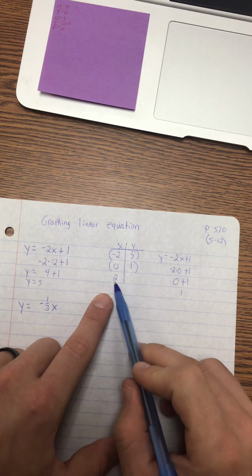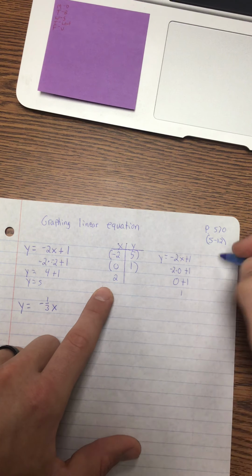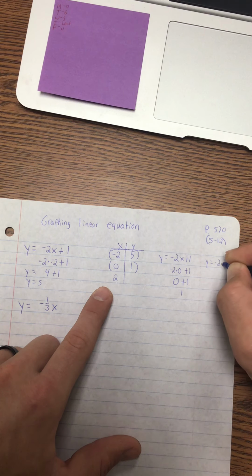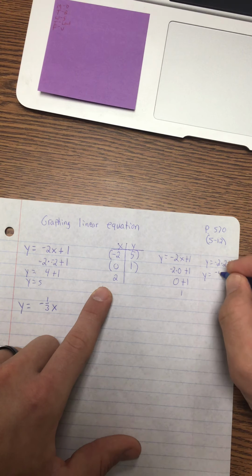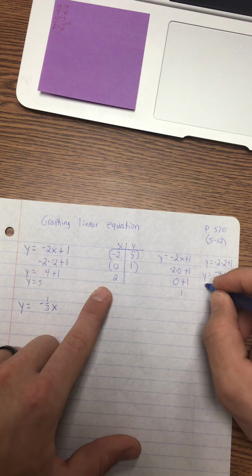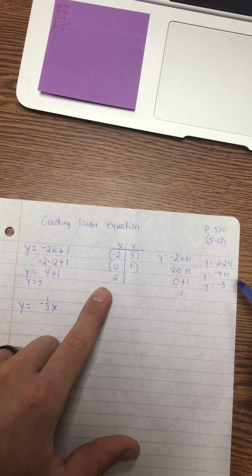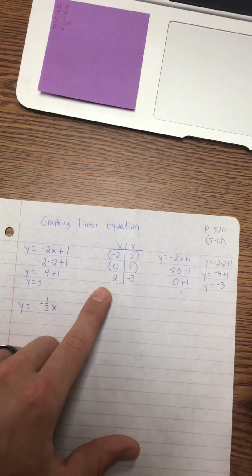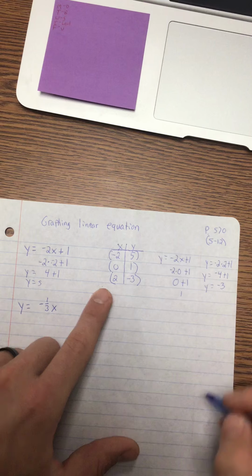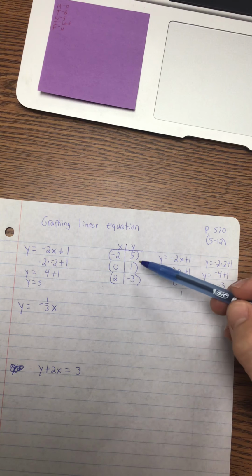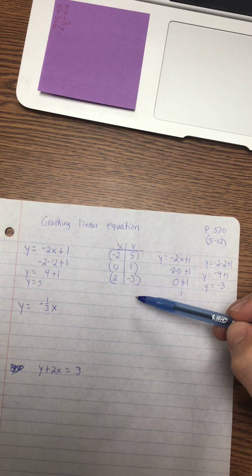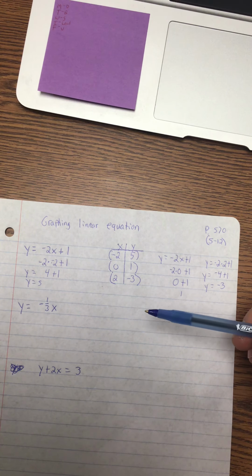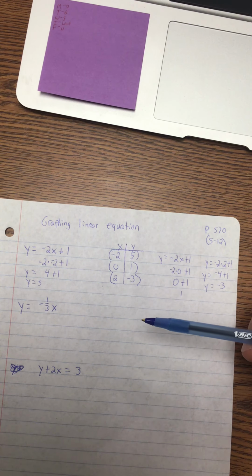Then we have to do it one more time, but we're going to plug positive 2 in for x now. So I have y equals negative 2 times positive 2 plus 1. Negative 2 times positive 2 is negative 4, plus 1. Signs are different, so we subtract. 4 is farther from 0, and 4 is negative, so it's a negative 3. So when x is positive 2, y is negative 3. The reason we need to do this three times is that we need three points on our graph to form our line. We need enough points to really form the line.